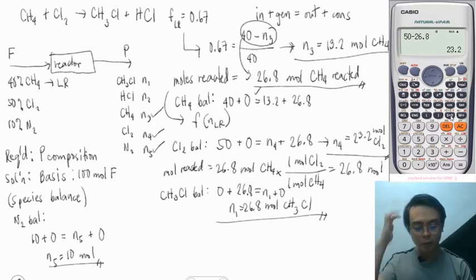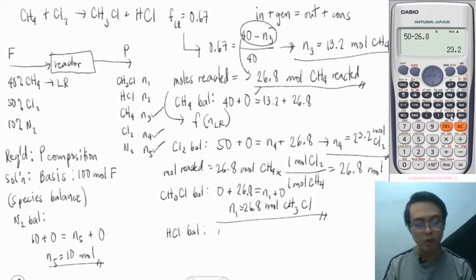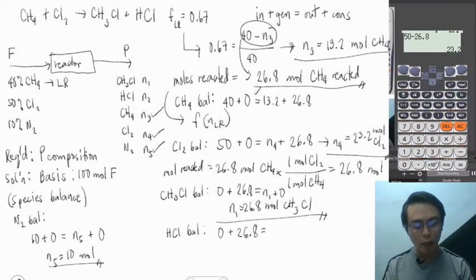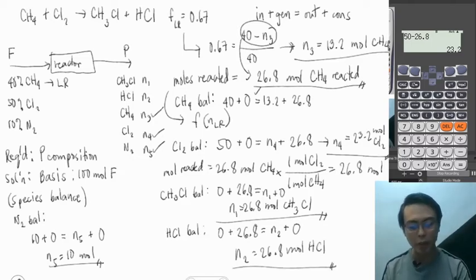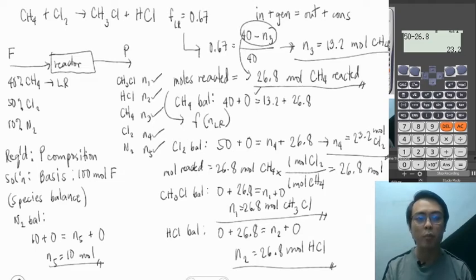And then the last one, we have the HCl balance. Same thing. Input is 0. Generation is still 26.8. Output is N2. And consumption is 0. Therefore, N2 is 26.8 moles HCl. And we have already completed the components of the product. So what's left now for you to do is collect the values from N1 to N5, get the total number of moles, and then determine the percent by mass of the components.